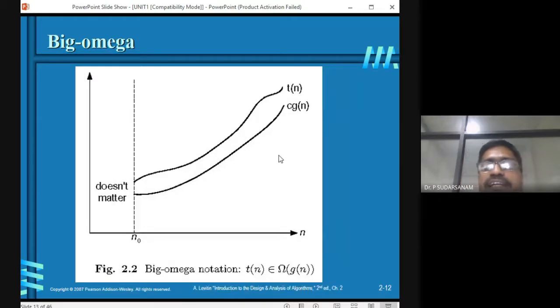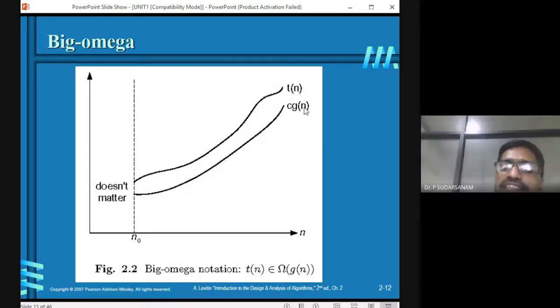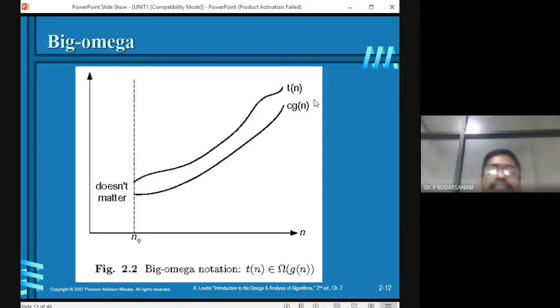Similarly here also same thing. Here T of n is there, this is nothing but c of n. Now is T of n less than or greater than g of n in this one? T of n is greater than g of n. That is the definition, written the reverse way.